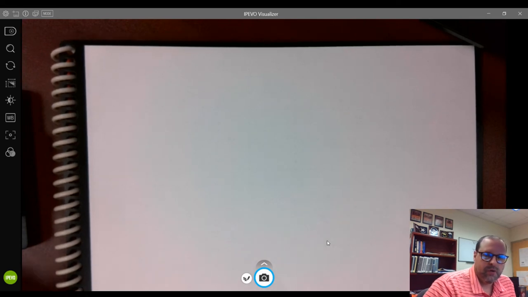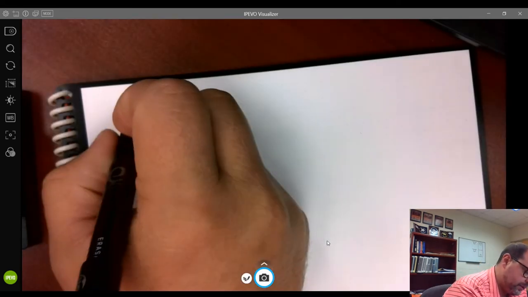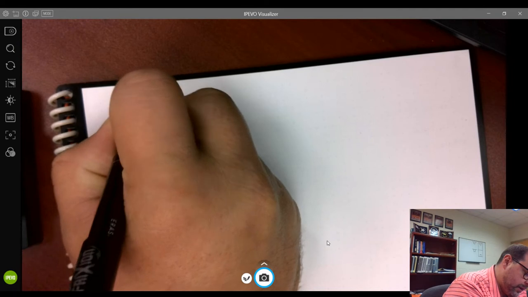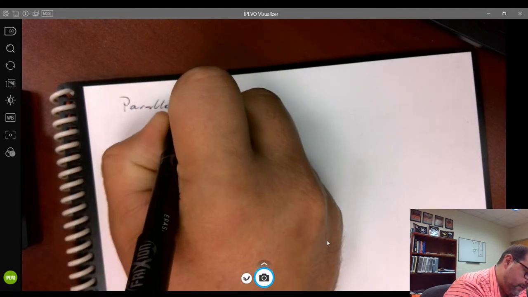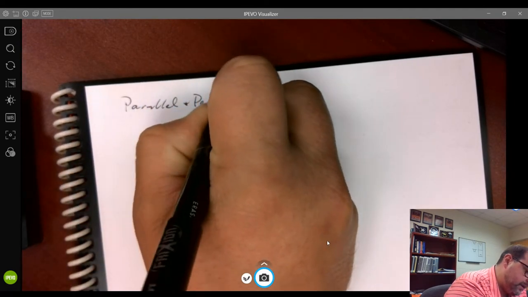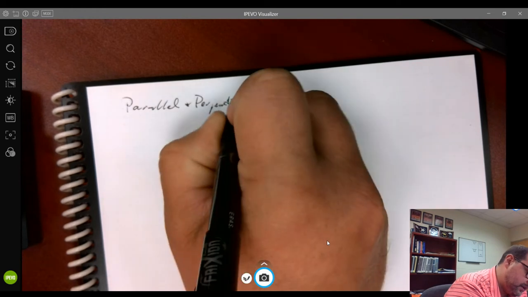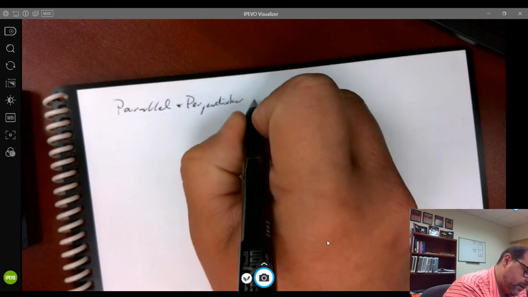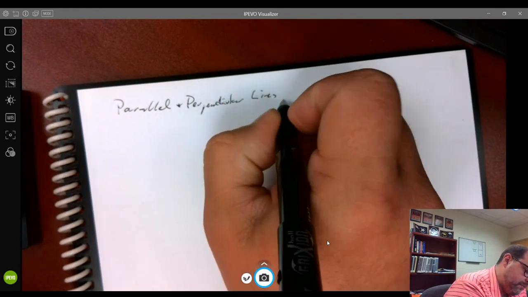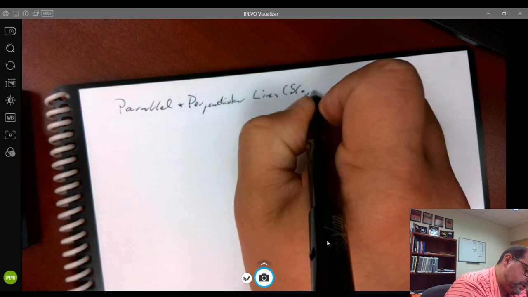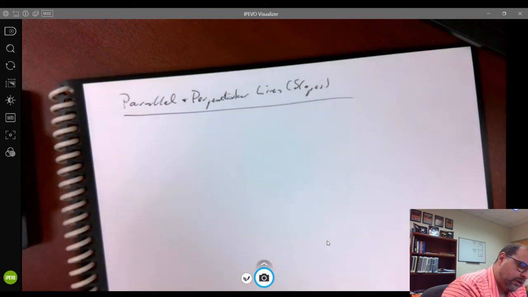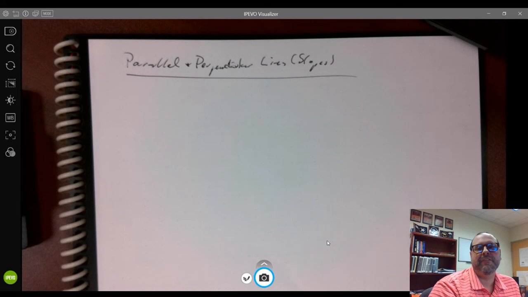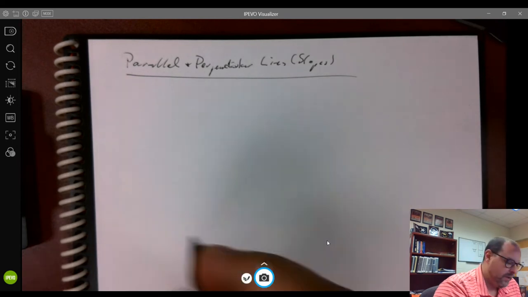Hey guys, so we got a couple things to talk about today dealing with parallel and perpendicular lines. Sneak a U in there. And basically their slopes. So first off, let's talk about what are the definitions of these two words.